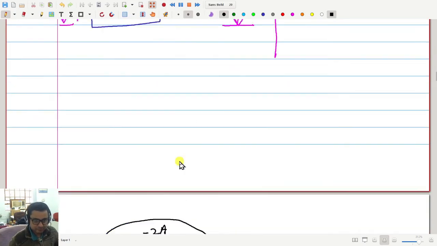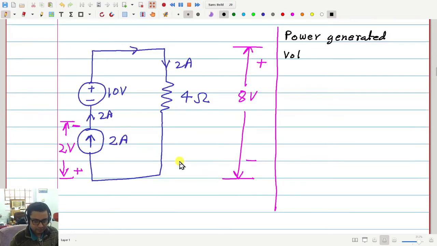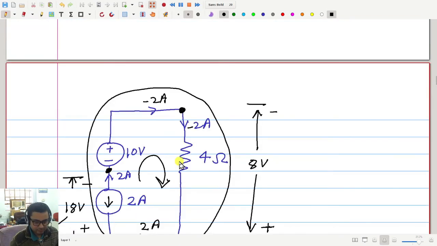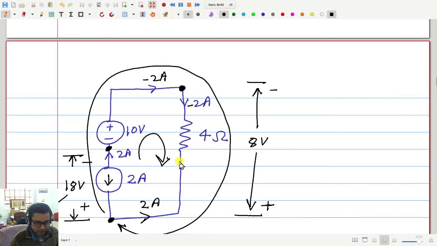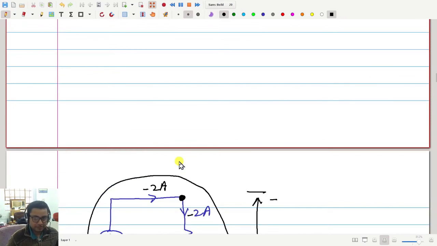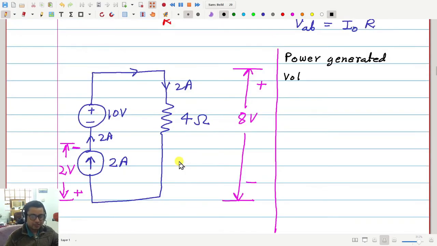Sir, can we say there is an internal resistance of 9 ohm in the current source? No. That's not what we can say. That you think. Yes, sir. Okay.